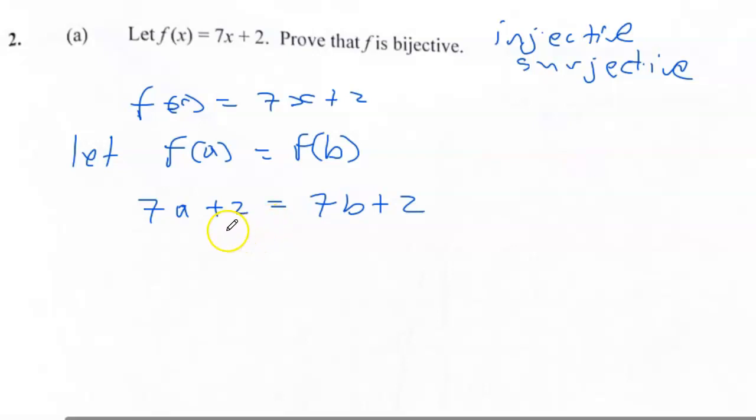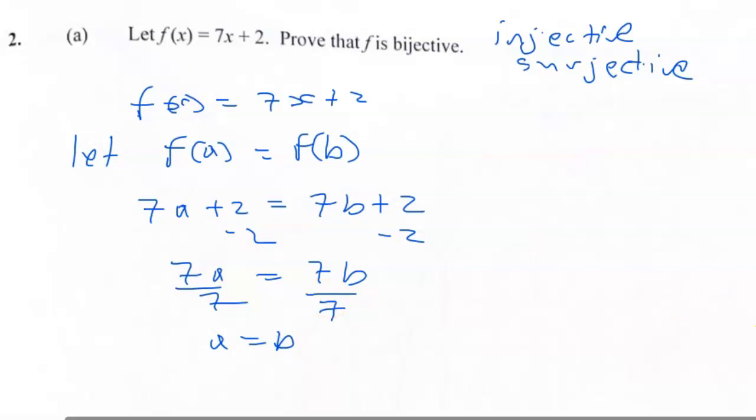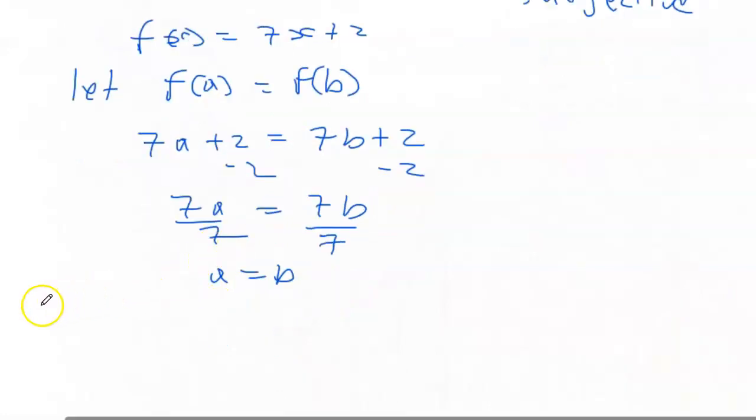And if we subtract 2 from both sides, we end up with 7a equal to 7b. And if we divide both sides by 7, we end up with a equal to b. So since f of a equals f of b, we're getting a equal to b. So therefore, f is injective.